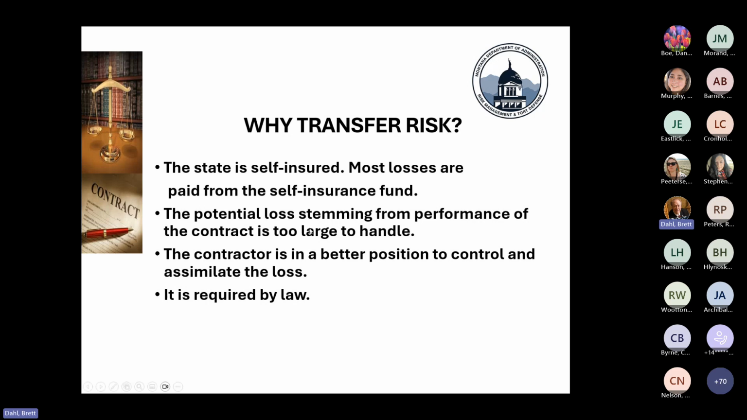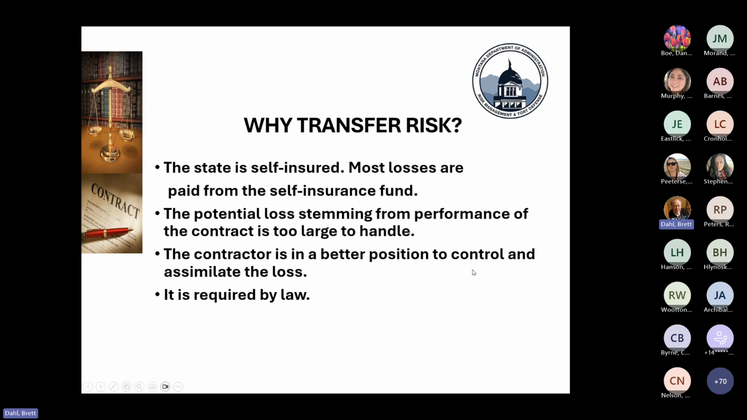Secondly, the potential loss stemming from performance of the contract is too large to handle. I would imagine you guys entered into some pretty big contracts, and some of those may be multi-million-dollar contracts, or they may be small contracts with a lot of risk. The size of the contract does not, in and of itself, determine how much damages could be in a lawsuit or a claim. So typically, we find people with expertise. We tend to transfer the risk to them because they have that expertise. And that leads us to the contractor.